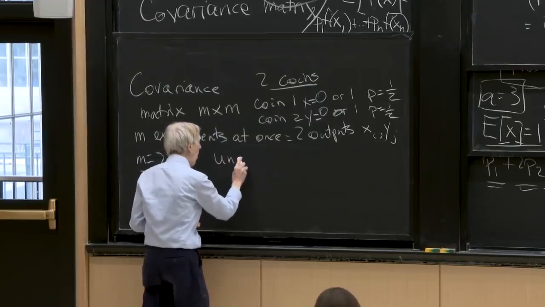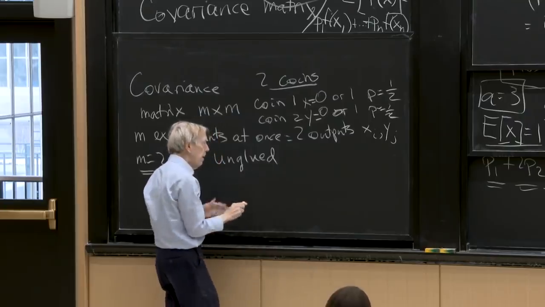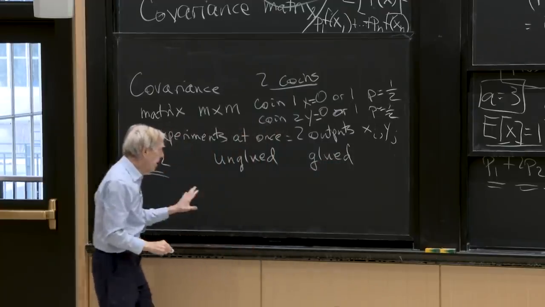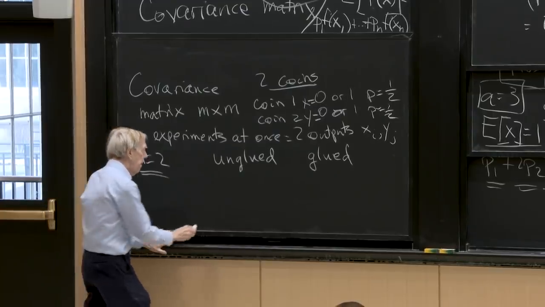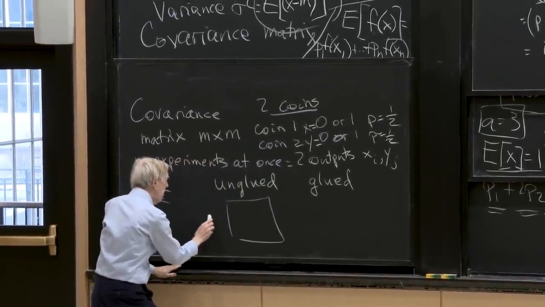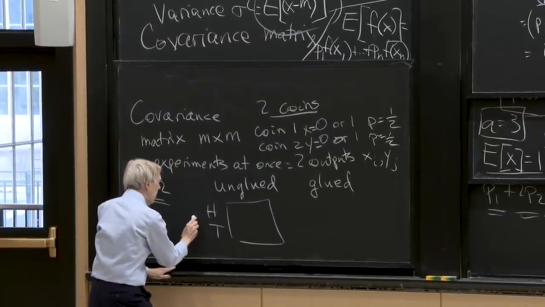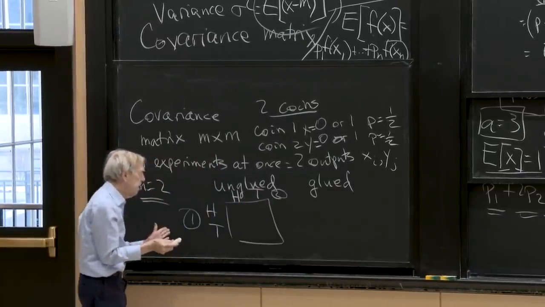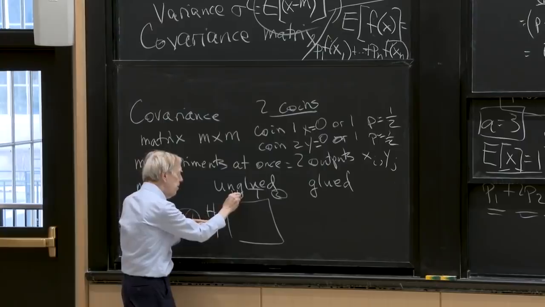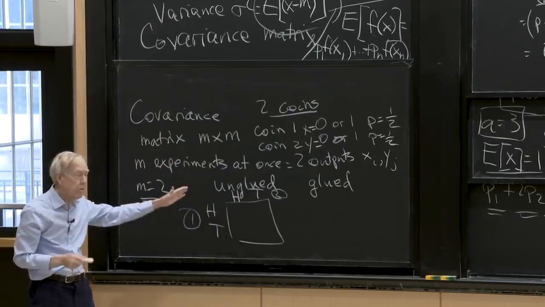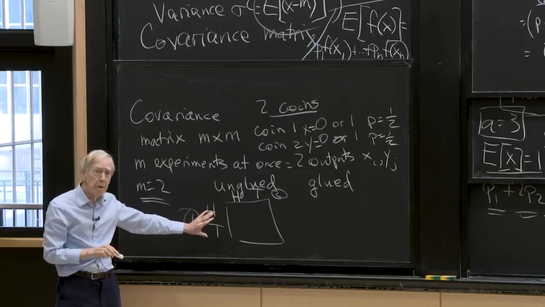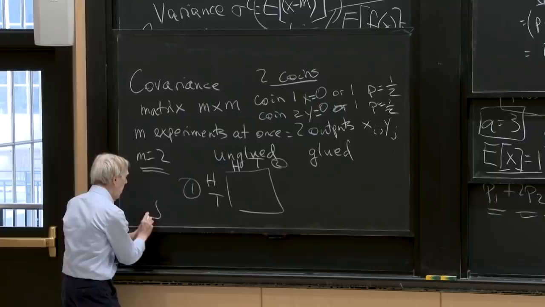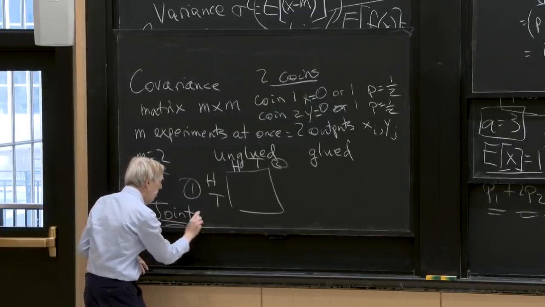So unglued, I never expected to write that word in a math class, unglued. And what am I going to write down? I'm going to write down a matrix with heads, tails for coin 1, and heads and tails for coin 2. So the possibilities are coin 1 gets heads and coin 2 gets heads. What's the probability of that? This is the unglued case. So I'm going to create a little probability matrix of joint probabilities. That's really the key word that I'm discussing here. Joint probabilities.